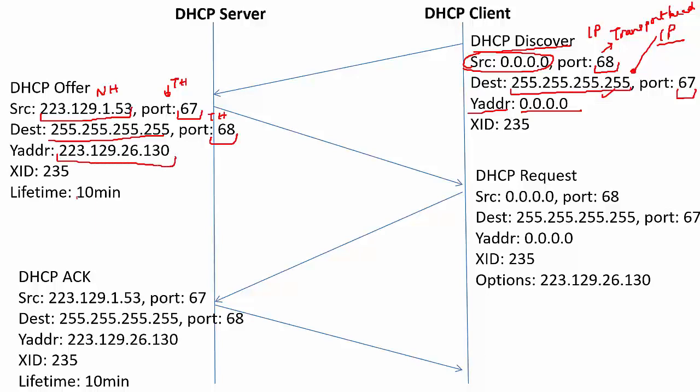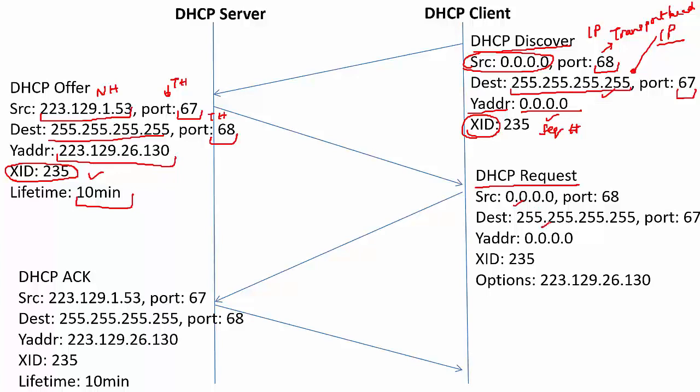And this address has a lifetime of 10 minutes. I didn't explain this XID. XID is nothing but a sequence number for that particular request, and you copy the same sequence number so that you know to match this offer with this discover. Then it will again ask for an explicit DHCP request.